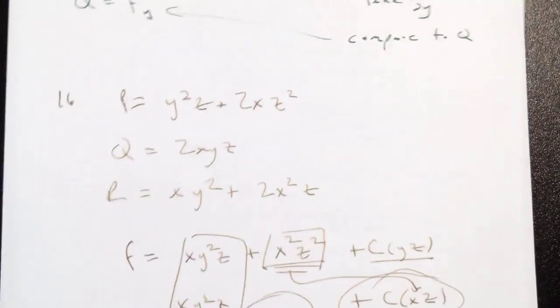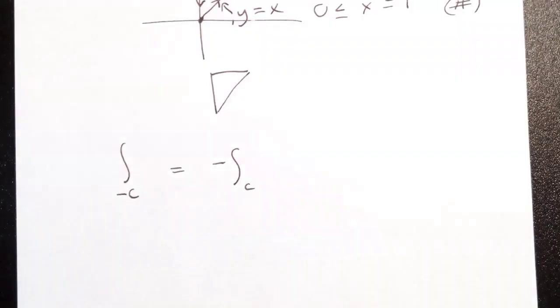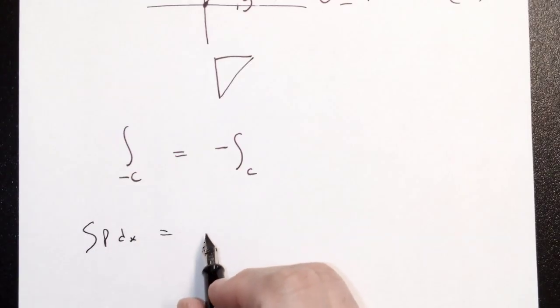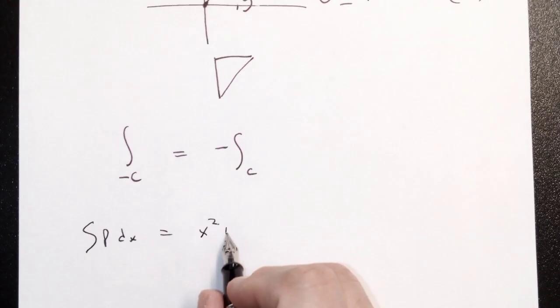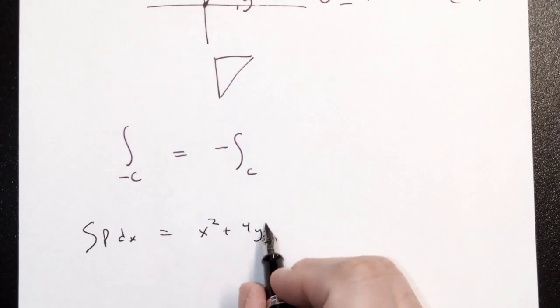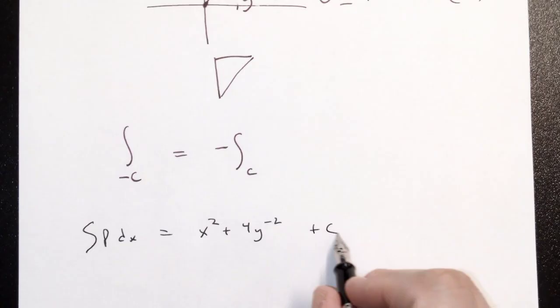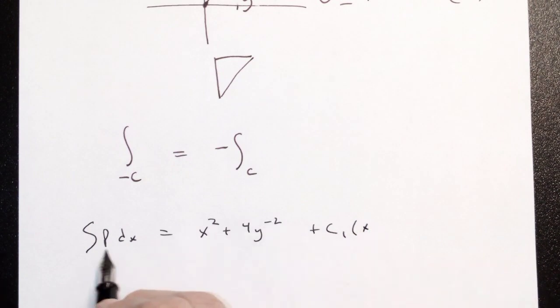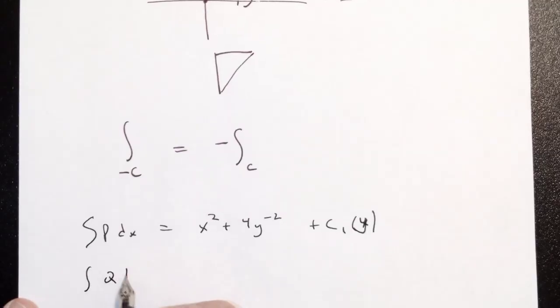Tell me what you got. Well, that's okay. We'll see whether or not it's right. So you do the integral P dx. You got x squared plus 4y to the negative 2. But we want C1 x. No, because we're doing the integral with respect to x. C1 y. Yeah. I just didn't know if it was y or y and c. Oh. Integral Q dy.